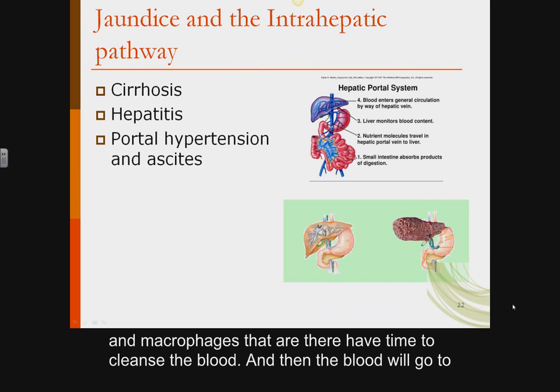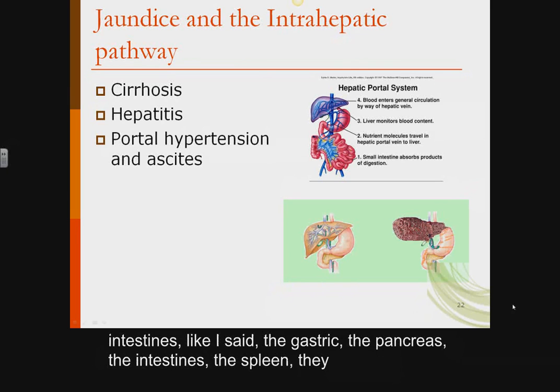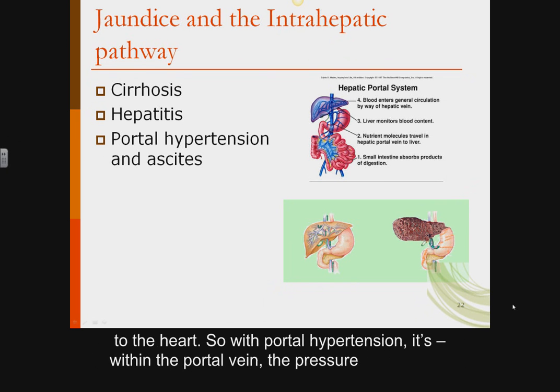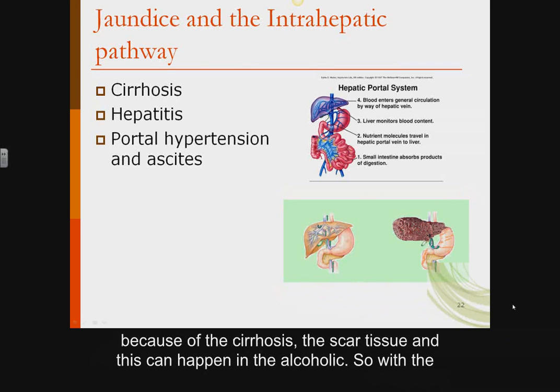Then the portal vein comes into the liver, and the blood will go through the hepatic sinusoids. These are large veins with slow-moving blood, so the hepatocytes and macrophages that are there have time to cleanse the blood. And then the blood will go to the inferior vena cava through the hepatic vein. So all the blood that's coming out of the intestines, like I said, the gastric, pancreas, the intestines, the spleen, that blood has to go to the liver before the blood can go back to the inferior vena cava and back to the heart. With portal hypertension, it's the portal vein. The pressure exceeds about above 12 millimeters of mercury.